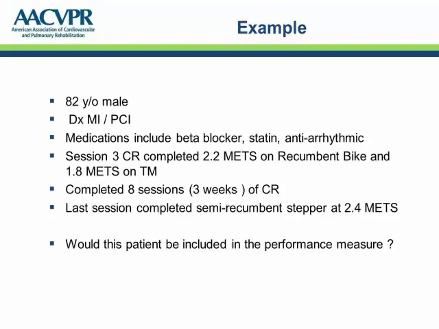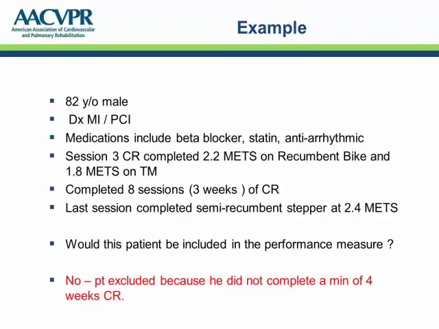And in this case, no, the patient would not be included. He would be excluded because, first of all, he completed 3 weeks of cardiac rehab, and the criteria is that he complete 4 weeks. Secondly, if you look at the type of exercise completed in the cardiac rehab program, he completed recumbent bicycle and treadmill exercise on his third session. He completed only semi-recumbent stepping exercise on his last session. So there's no way to compare the MET levels achieved on those various pieces of equipment. So this patient would not be included in the denominator.